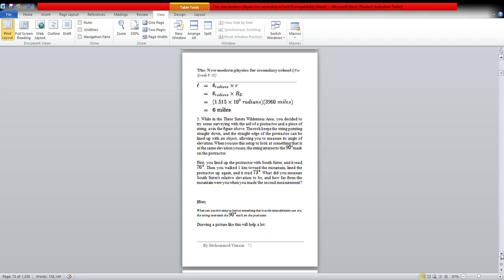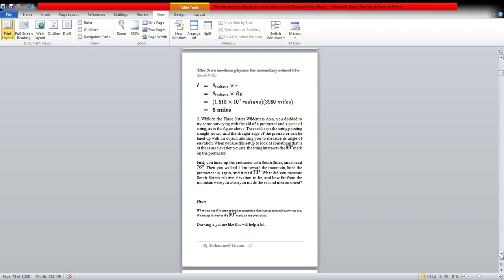Let's see number 5. While in the Three Sisters Wilderness area, you decided to try some surveying with the aid of a protractor and a piece of string. As in the figure above, the rod keeps the string pointing straight down, and the straight edge of the protractor can be lined up with an object, allowing you to measure its angle of elevation. When you use this setup to look at something that is at the same elevation you are, the string intersects the 90-degree mark on the protractor.